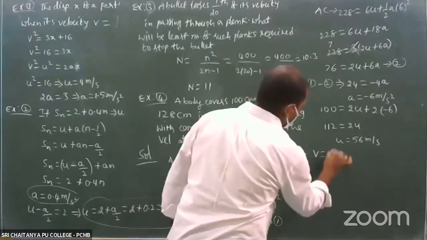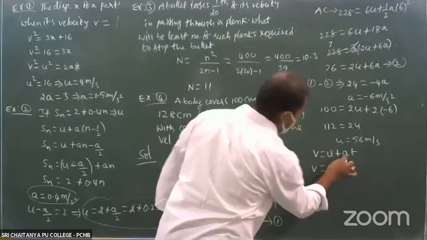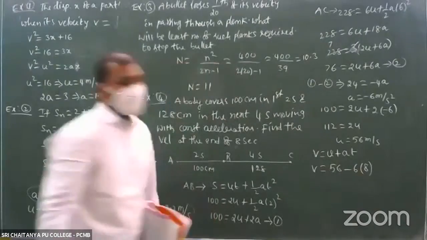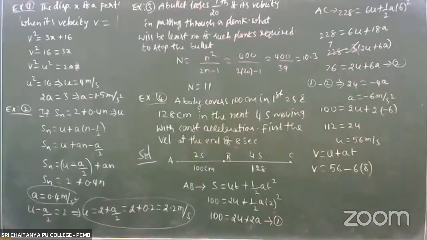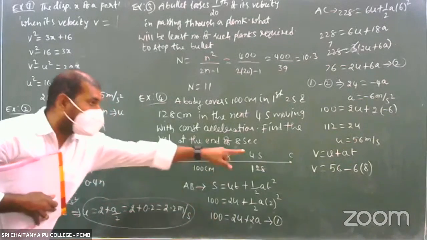V is equal to U plus AT. V is equal to U is 56, A is how much? Minus 6, into T is what? 8. That is the answer. You will get it in terms of centimeter because it is in centimeter. Centimeter per second.